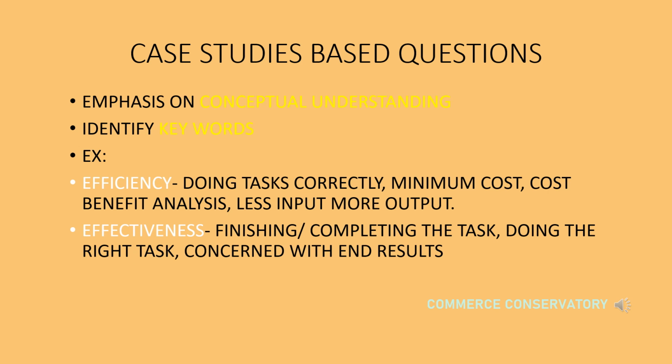Say the keywords are efficiency and effectiveness. There'll be so many other words which denote these. One has to write all these as and when you solve case studies or as and when you read about the concept. So for efficiency, the terms which denote this would be doing tasks correctly, minimum cost, cost benefit analysis, less input, more output. And for effectiveness, it will be finishing or completing the task, doing the right task, concerned with end results, and so on.